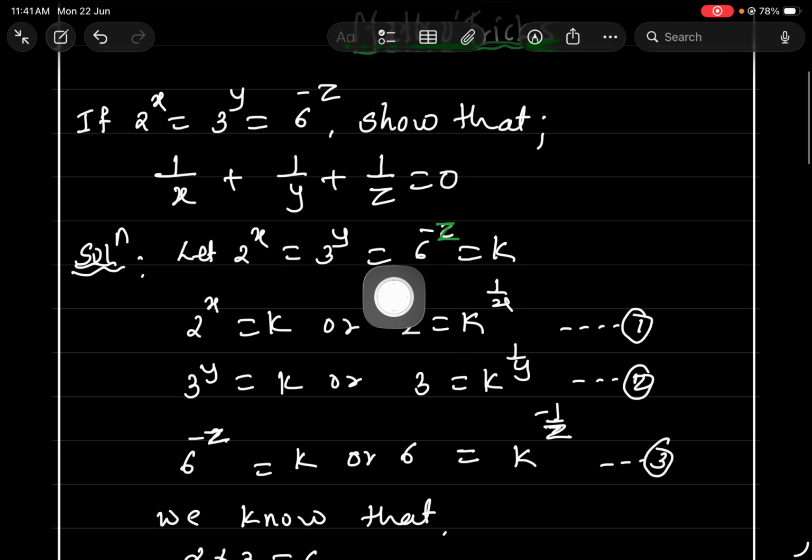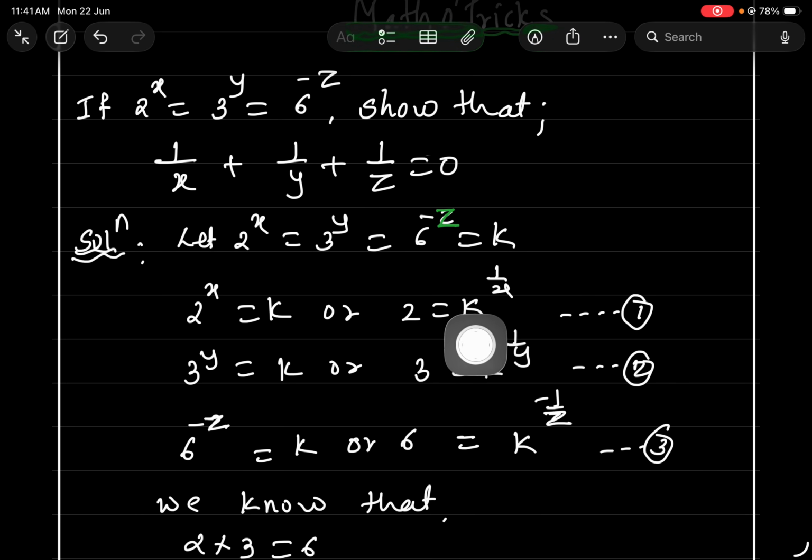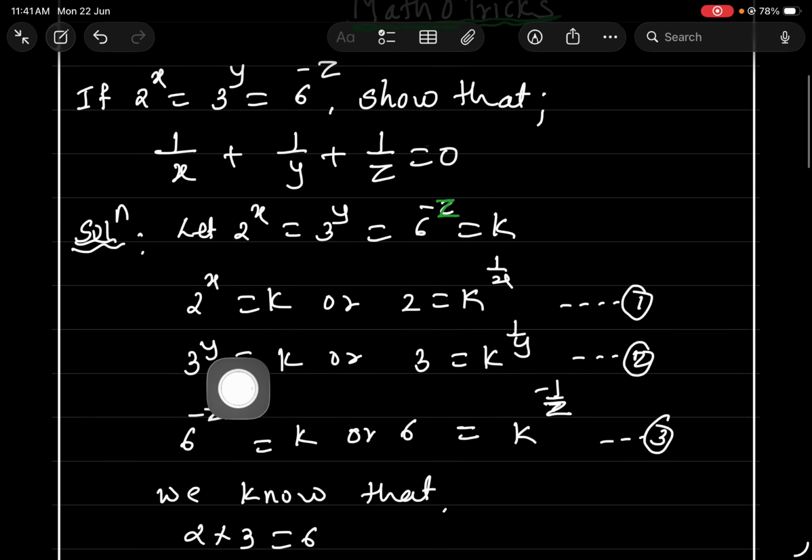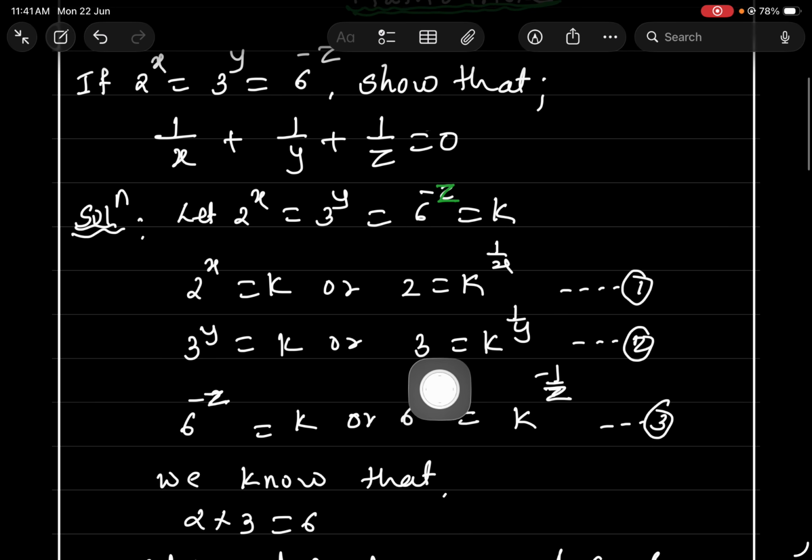Now see, this all are equal. Singly, you can write 2 raised to x equal to k. Here we studied the law: then 2 equal to k raised to 1 upon x, this index we are bringing to this side, so it's becoming 1 upon x, the reciprocal, okay. Then same way, equation 1, 3 raised to y equal to k means 3 equal to k raised to 1 upon y, second equation. 6 raised to minus z equal to k, or 6 equal to k raised to minus 1 upon z, third.